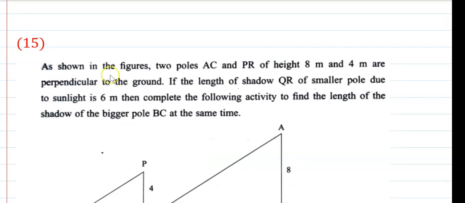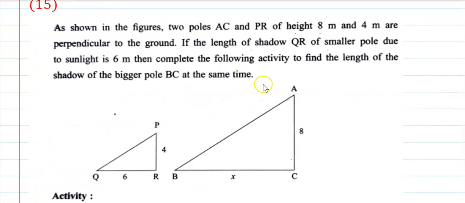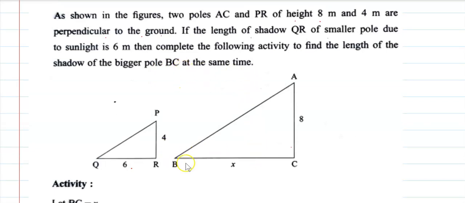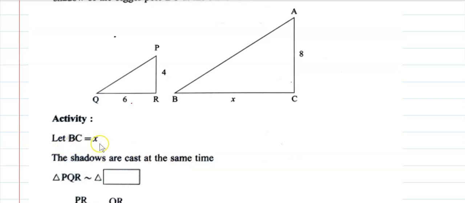Now the next, as shown in the figure, two poles AC and PR of height 8 meter and 4 meter are perpendicular to the ground. If the length of shadow QR of smaller pole due to sunlight is 6 meter. Okay, actually QR किती आहे तर 6 meter. Then complete the following activity to find the length of the shadow of the bigger pole BC at the same time. Now these two triangles are similar असतात हे दोन्ही triangle. Okay, BC is equals to X. The shadows are cast at the same time.